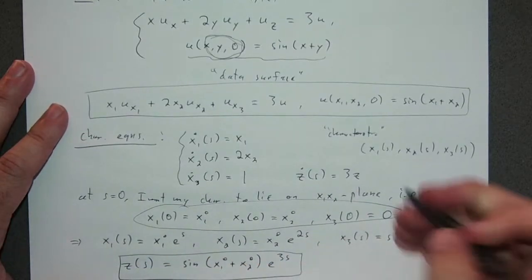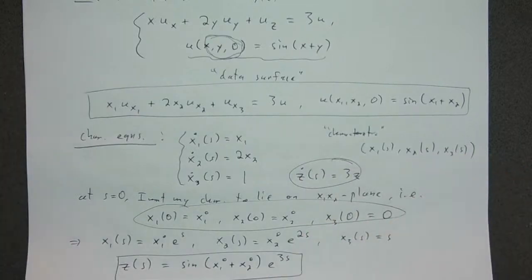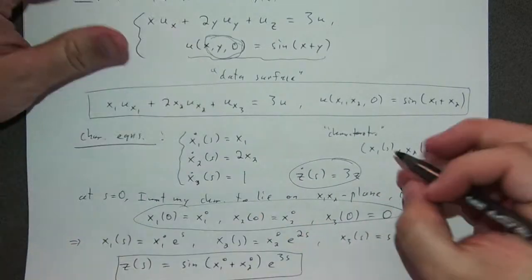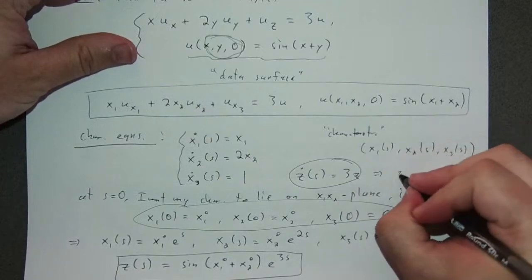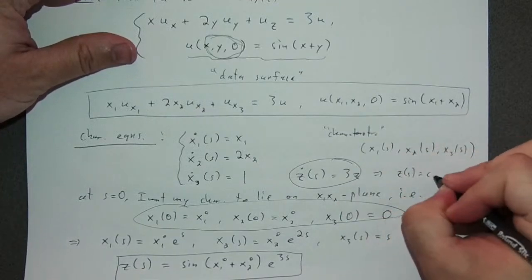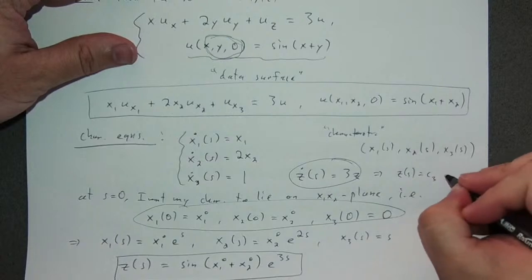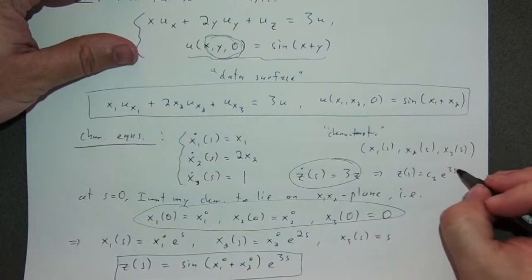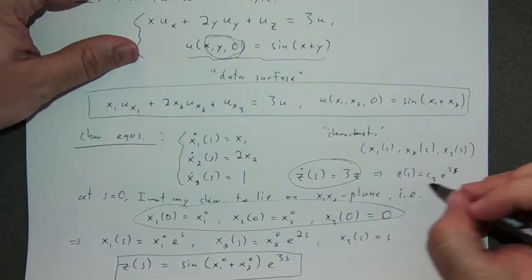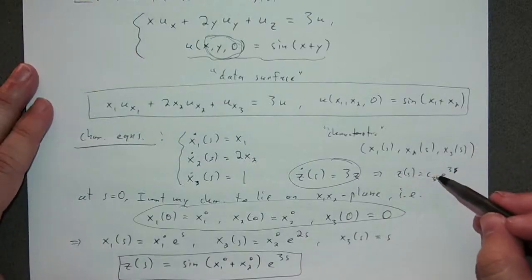This comes directly from here. So, okay, where does this come from? Right, so here, remember, this tells me that z of s is like c sub, I'll call it c sub 3 just because we always did, e to the 3s. Right, that's what this means.